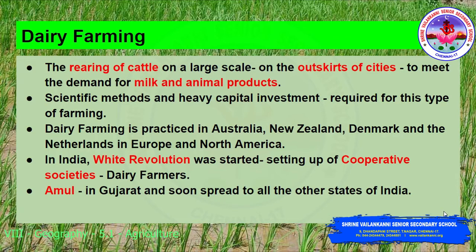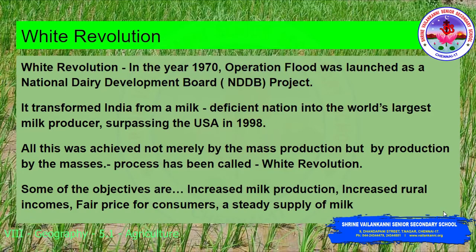In India, a white revolution was started with the setting up of cooperative societies for dairy farmers. Now we'll see what the white revolution is. In the year 1970, Operation Flood was launched by the National Dairy Development Board. It is a project. Some of the objectives are to increase milk production, raise rural income, ensure a fair price for the consumers and also a steady supply of milk.